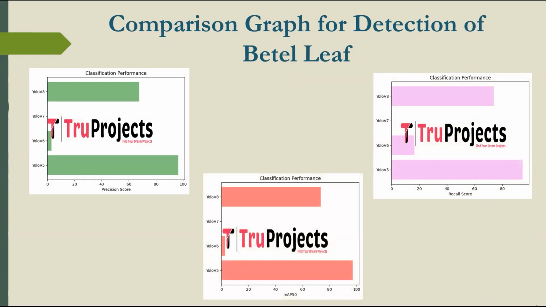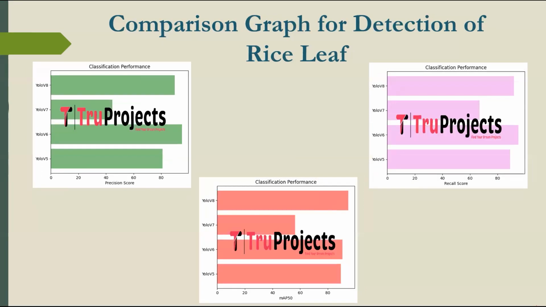mAP is mean average precision. Mean average precision is a popular metric for object detection that considers both precision and recall at different IoU, which is intersection over union, thresholds. It averages precision values across different IoU thresholds and computes the mean. So here we have comparison graph for detection of rice leaf data.